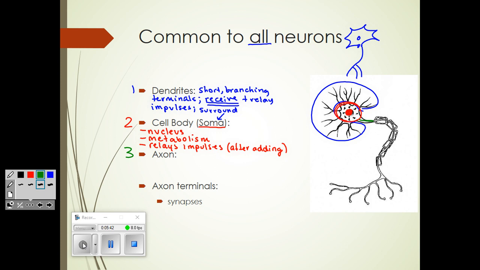Now, the axon is this skinny stem here that runs from the cell body down toward the end. There's some stuff on the axon because it's really hard to find a picture of a neuron without it, but not all neurons have the same covering over top of their axon. Now, if we think about what the axon does, what its job is, the axon conducts the impulse.